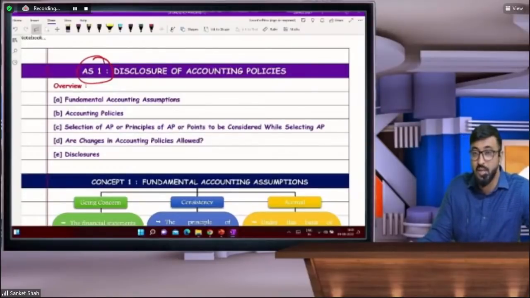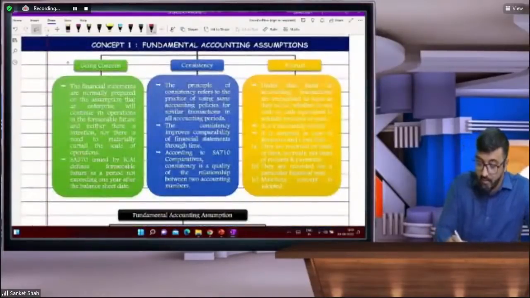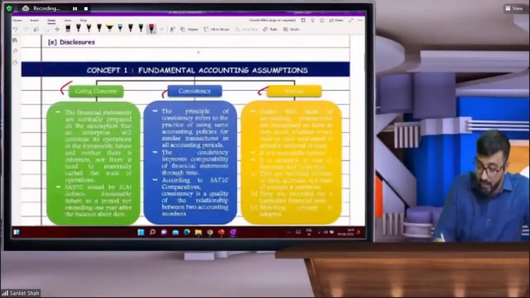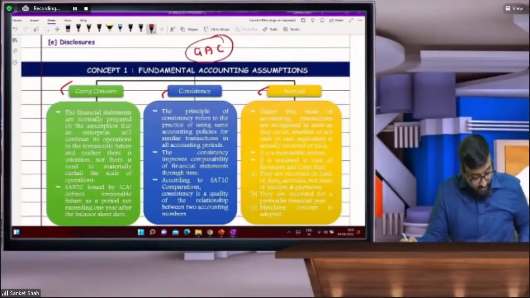So AS 1, disclosure of accounting policy. What are fundamental assumptions, sir? These are going concern, consistency, and accrual. You can remember in this form, GAC. Okay, so GAC, not GAS. So GAC is going concern, accrual, and consistency.